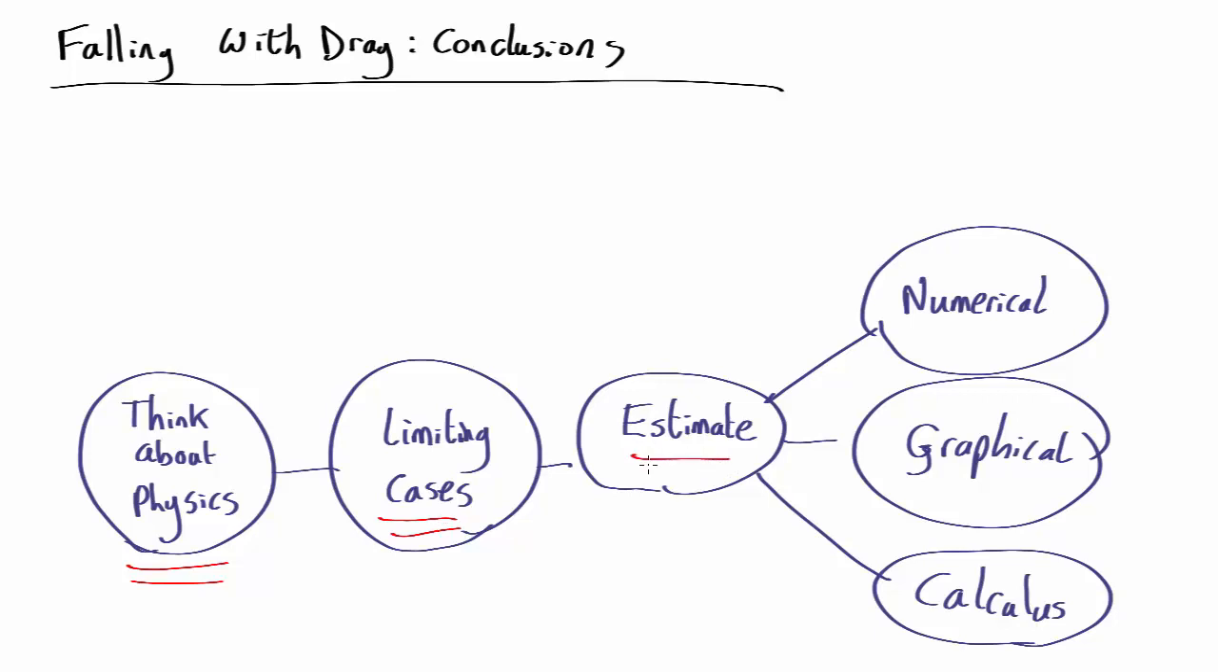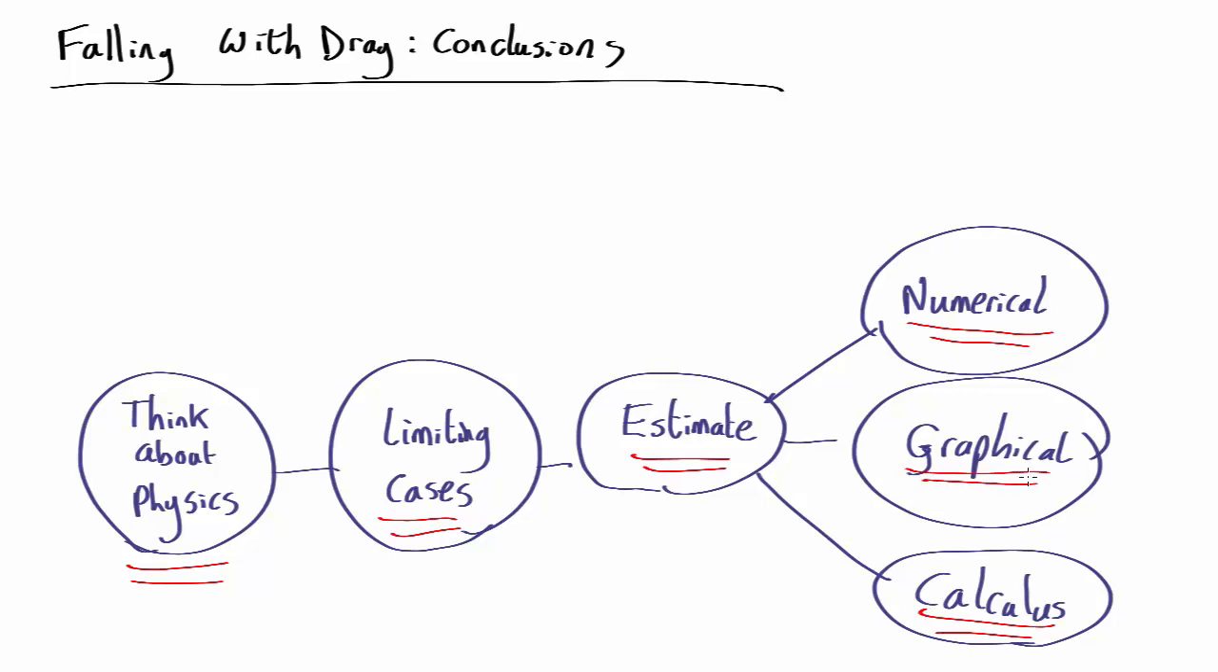We then did a very crude estimate, and found out it would take about 2 seconds to reach terminal velocity. That wasn't actually very good, it's probably more like 5 or 6 seconds, but it gave us an order of magnitude of what we're talking about. It's not 0.0001 of a second or 4 hours or something like that. And then we approached it 3 different ways. We did it numerically, using both Excel and Python, and used calculus, and did a bit of graphical analysis.